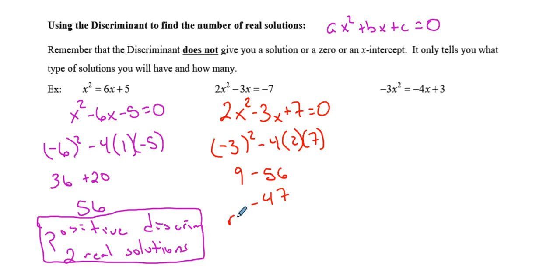So that means I have a negative discriminant, which means I have two imaginary solutions.